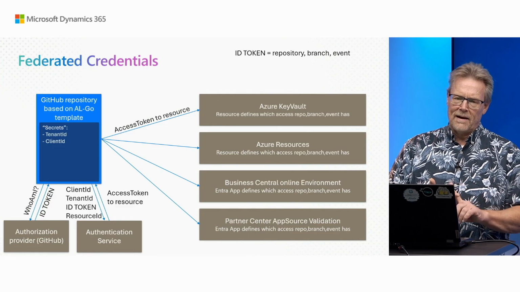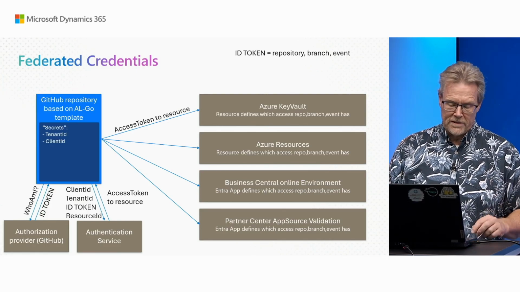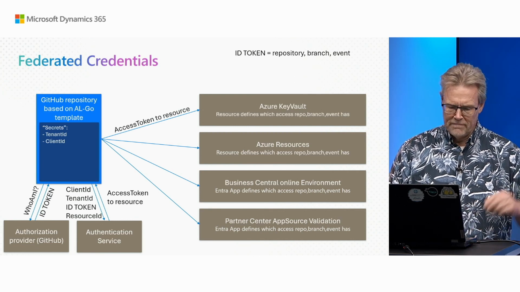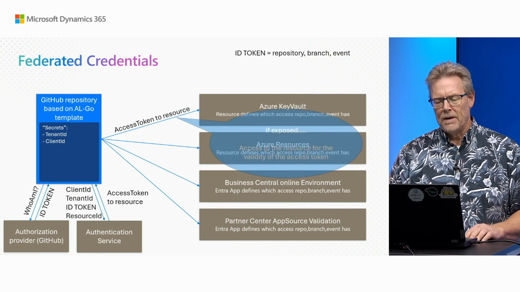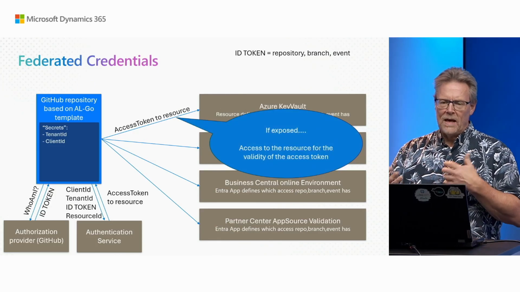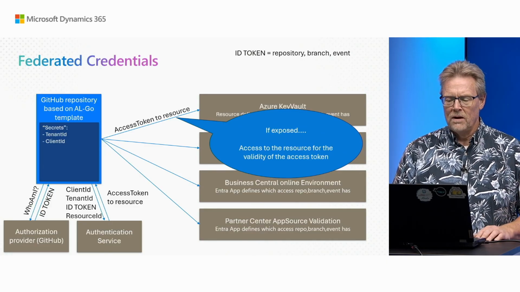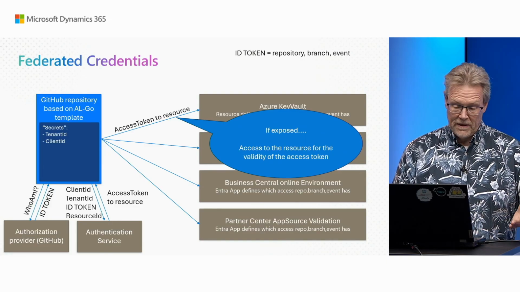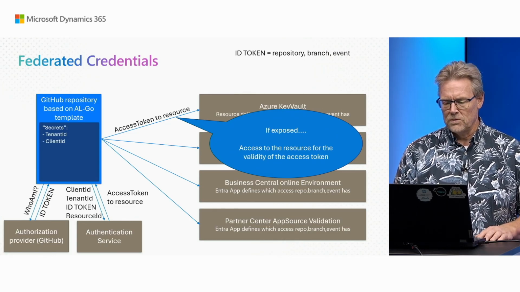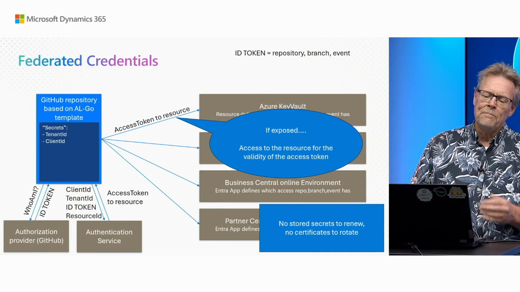The tenant ID and the client ID are not really secrets. We'll still store them in the secrets template because, yeah, that's just how it was. But if the access token is exposed, then you will have access to the resource for the validity of the access token, which typically is an hour. That can be bad enough, but typically we don't see access tokens being exposed per se. There are no secrets, there are no certificates to rotate.